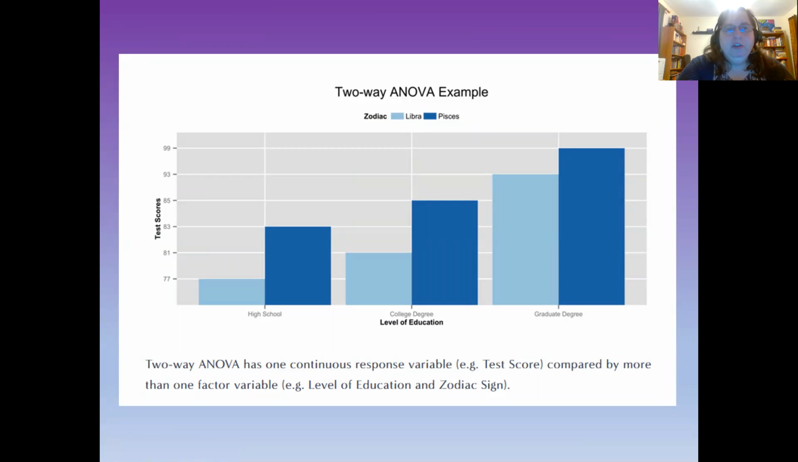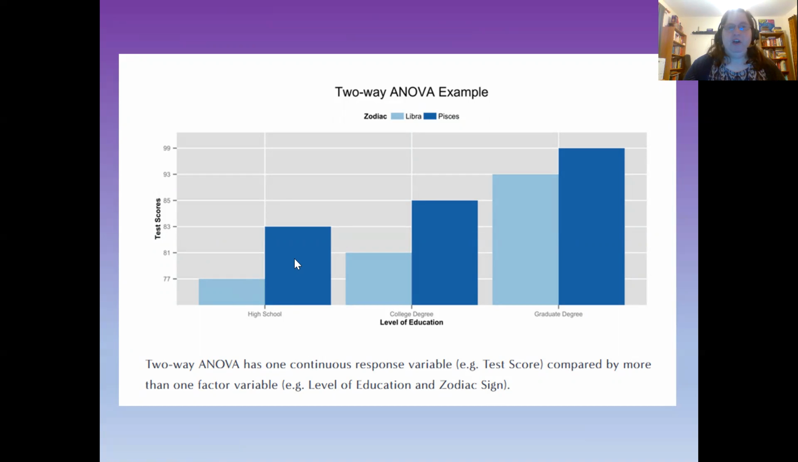Two-way ANOVA example. Okay, so this is like our factorial ANOVA. That's what we're talking about here. We have one continuous response variable, test score yet again. And now we're comparing it by more than one factor variable. So we have level of education and zodiac sign. And for convenience, we're only going to compare Libras and Pisces.